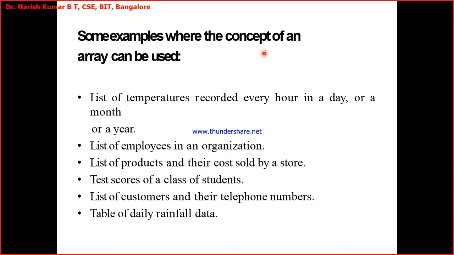So some examples where the concept of array can be used. You should know where we use arrays. A list of temperatures recorded every hour in a day, or a month, or a year. Say for example, per day, every hour I need to record the temperature. For 24 hours, I can have an array of size 24. Or for a month, say I want to record the temperatures every hour for a month, then 24 into 30, I should create an array of that size. Now, if I want to record the temperature for every hour for the complete year, then I have to do 24 into 30 into 12, and create an array of that size.